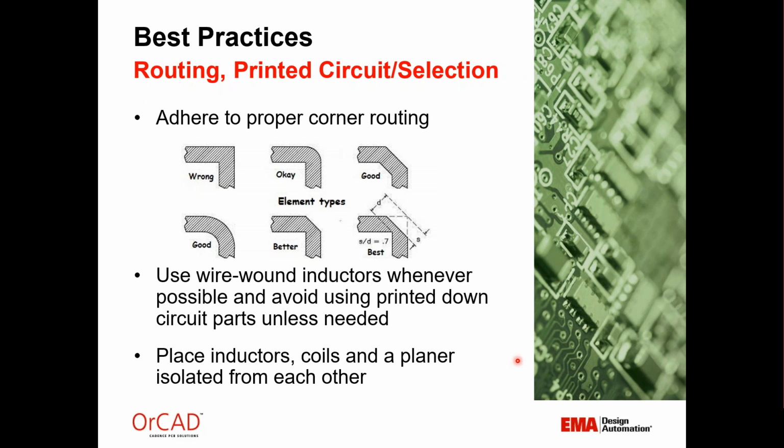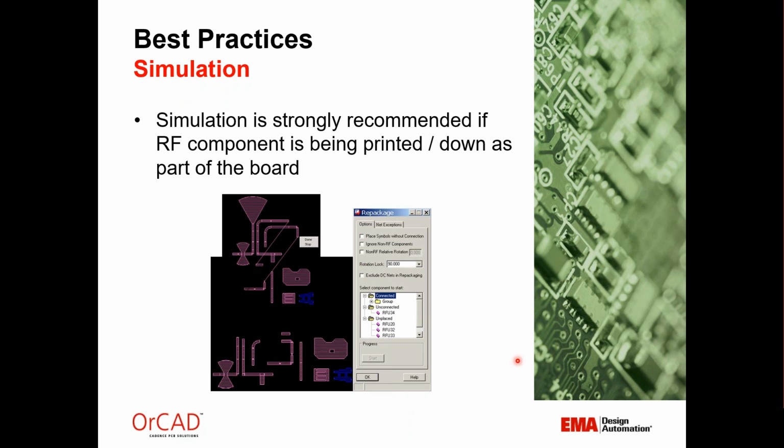Use wire-wound inductors whenever possible and avoid using printed-down circuitry parts unless they're needed. Placing inductors, coils, and planars, isolating them from each other is best practice. If inductors, planars, or coils are created from copper becoming parts, grounding and shielding for isolation is a must in this area. Best practices would be to simulate.